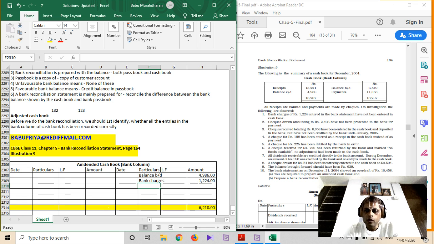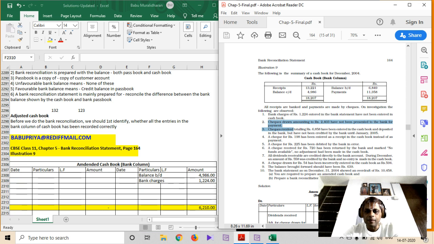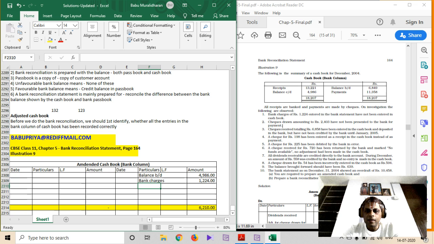Checks drawn amounting to rupees 2,403 have not been presented to the bank for payment. This is a bank reconciliation statement entry. This will not have an impact on the cash book. Next one is checks received totaling rupees 6,858 have been entered in the cash book and deposited in the bank, but have not been credited by the bank. So this is also a bank reconciliation statement entry. No changes to be made in the cash book because the impact is already there in the cash book.